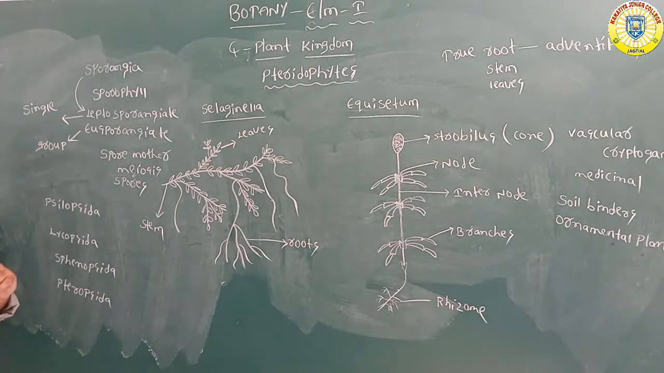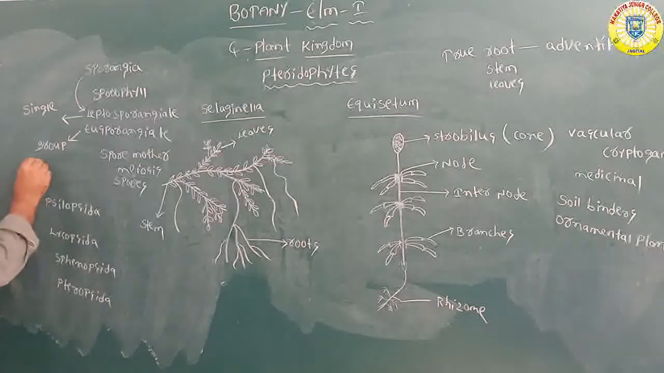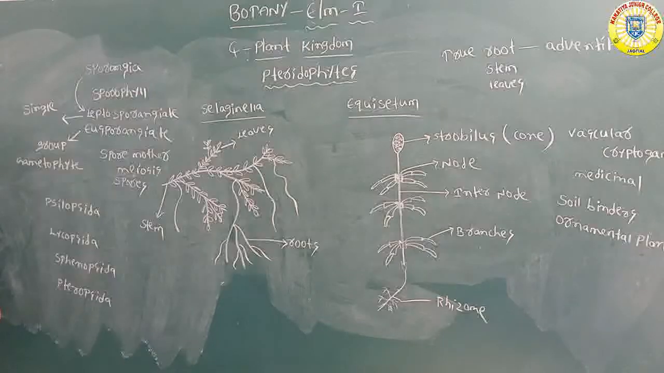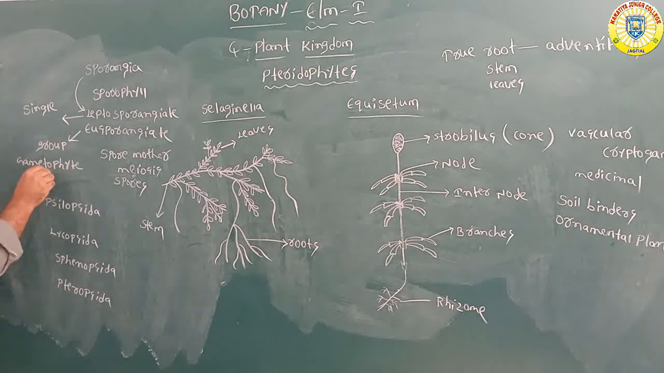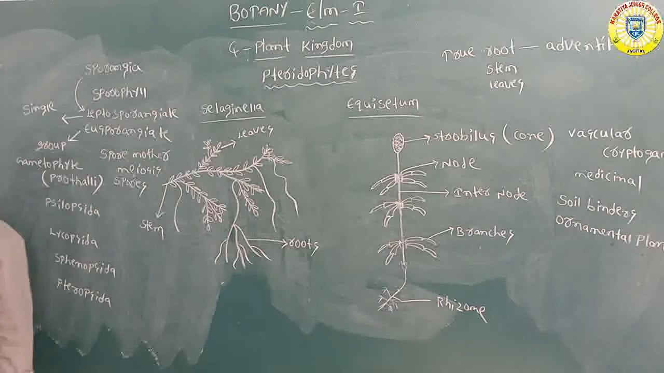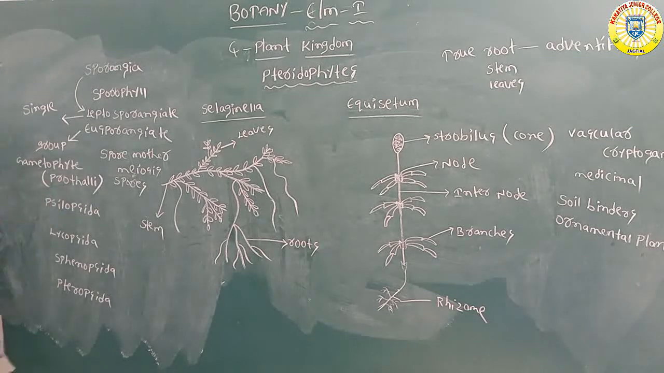These spores develop into a gametophyte. The gametophyte here is called prothalli. Spores develop into gametophyte, and the gametophyte is called prothalli.